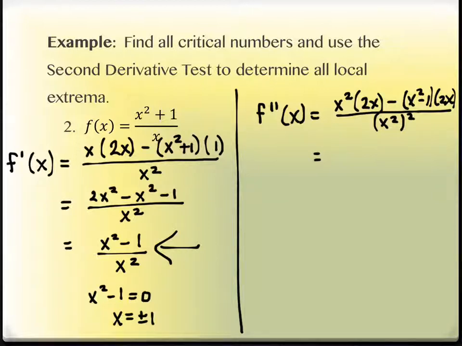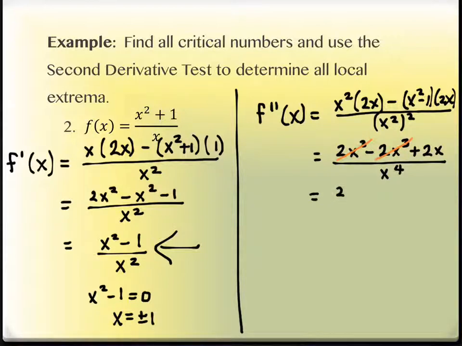We're going to clean this up a little bit because it does, in fact, clean up. This is 2x cubed minus 2x cubed. That was friendly. And I think we're going to have a plus 2x over x to the 4th. Does that look okay? What do you notice? Yeah, there's a subtraction in the numerator that simplifies.